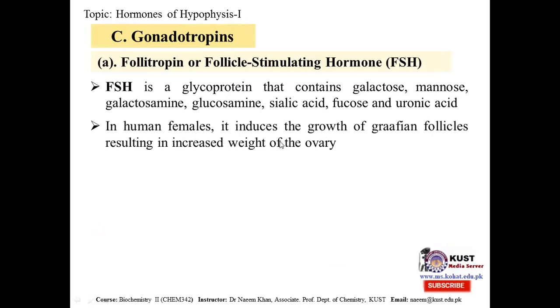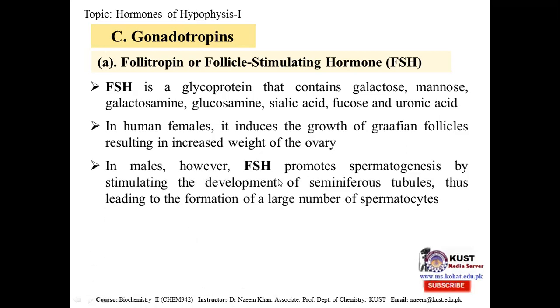In human females, it induces the growth of Graafian follicles, resulting in increased weight of the ovary. Because of the secretion of this hormone, the ovary of the female increases in size, and this is an indication of puberty. In males, however, FSH promotes spermatogenesis, the formation of sperm. It stimulates the development of seminiferous tubules, thus leading to the formation of a large number of spermatocytes, which develop into sperm.